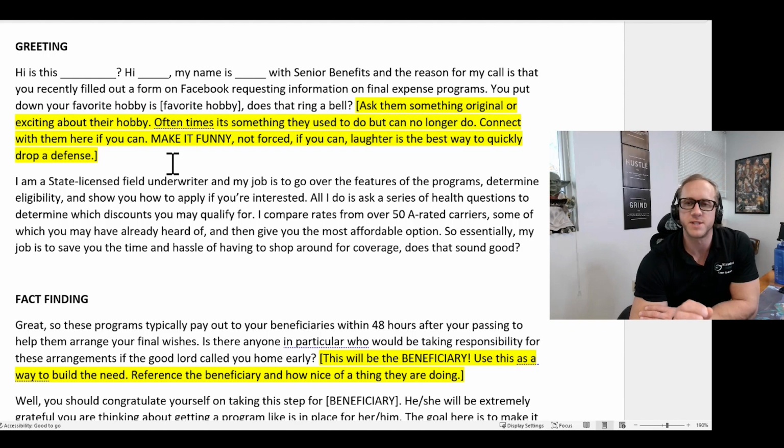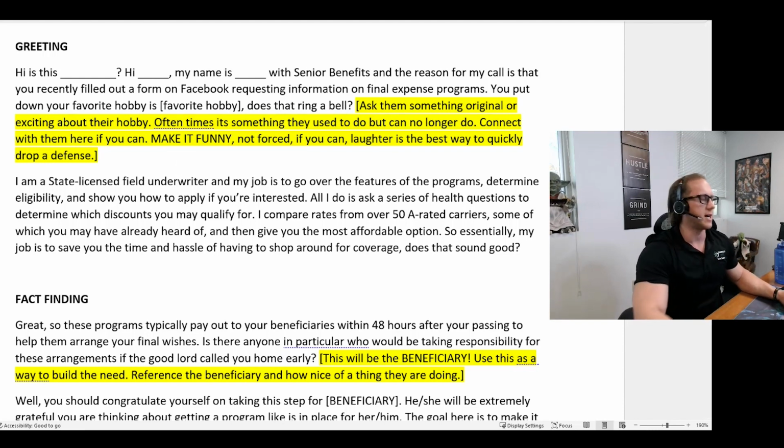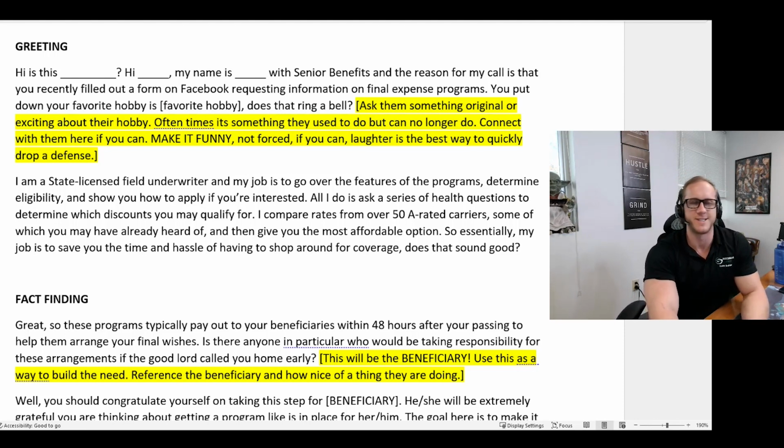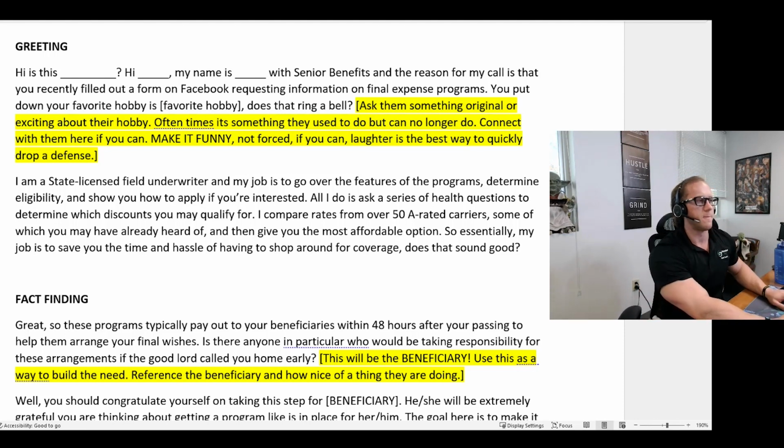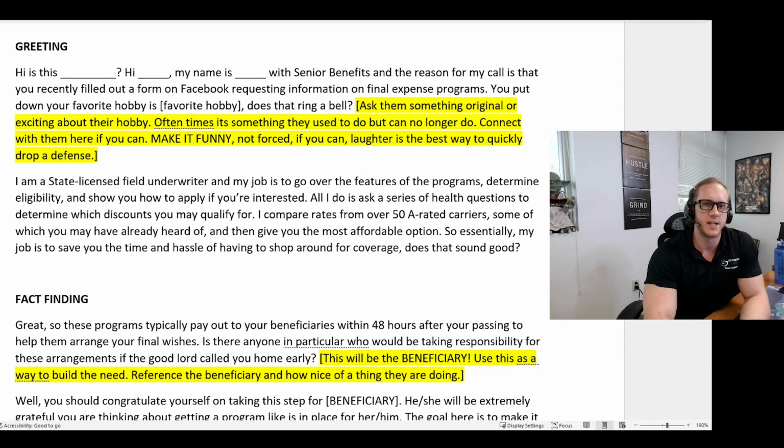So now what's going to happen here is we're calling them. They're probably not going to want to talk about life insurance. That's just how most people are, right? Most people do not want to talk about this stuff with us, which is okay. We can expect them to. No one likes life insurance except for insurance agents. So if they're like, okay, yeah, that's fine, then you say, does that ring a bell?